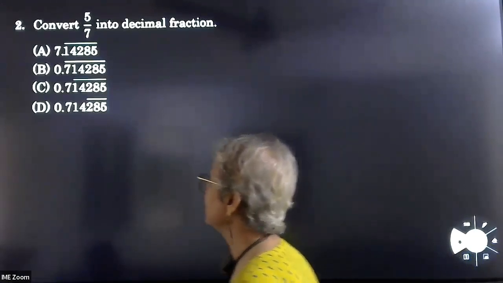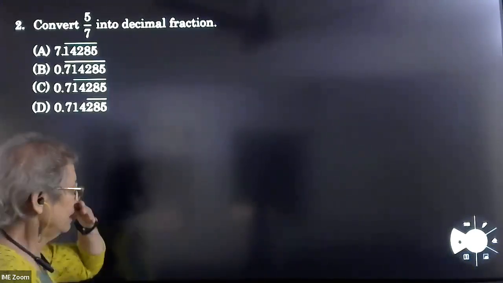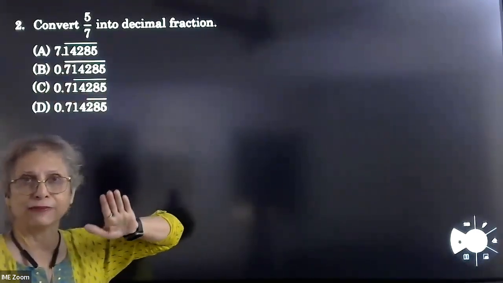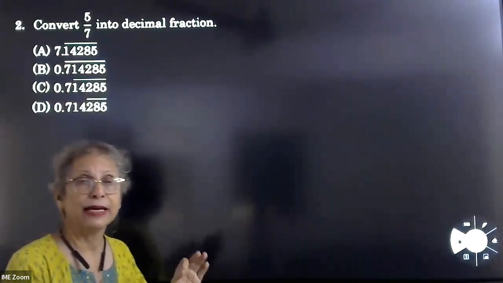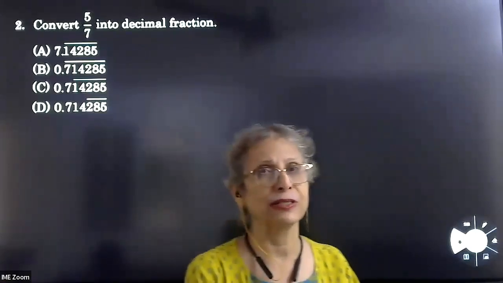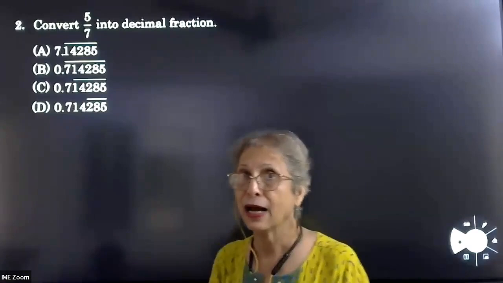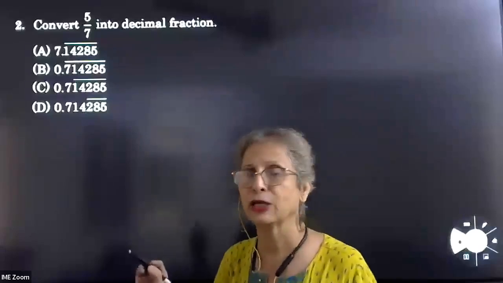Yes. Now this is a very important sum. Look here. 5 upon 7. In fraction we have done, right? Now here we have to convert it into decimal form. Every fraction can be written in the form of a decimal fraction, right? How is it to be done? We have to divide the numerator by the denominator.